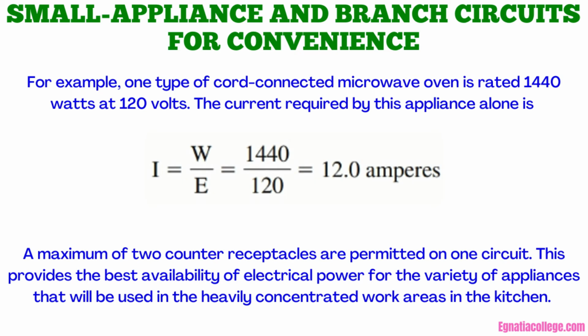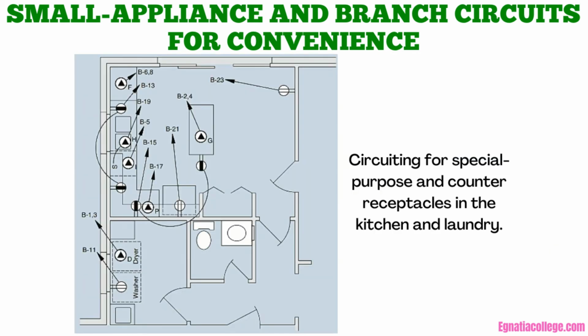A maximum of 2 counter receptacles are permitted on one circuit. This provides the best availability of electrical power for the variety of appliances that will be used in the heavily concentrated work areas in the kitchen. This figure shows the circuiting for the special purpose outlets and counter receptacles in the kitchen. A receptacle outlet installed below the sink for easy plug-in connection of a food waste disposal is not included in the CEC requirements for split circuits, and is not required to be GFCI protected or tamper resistant, Rules 26-704 and 26-706.